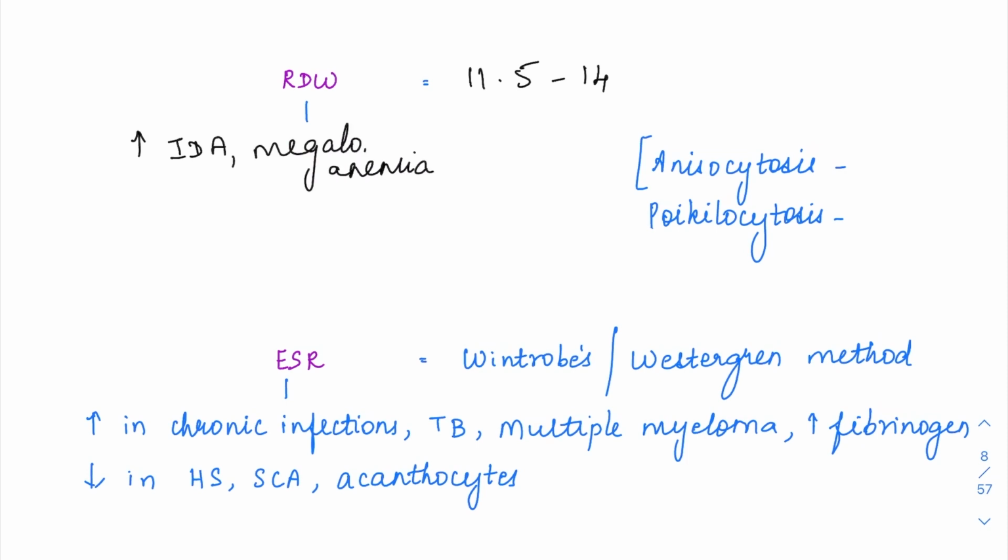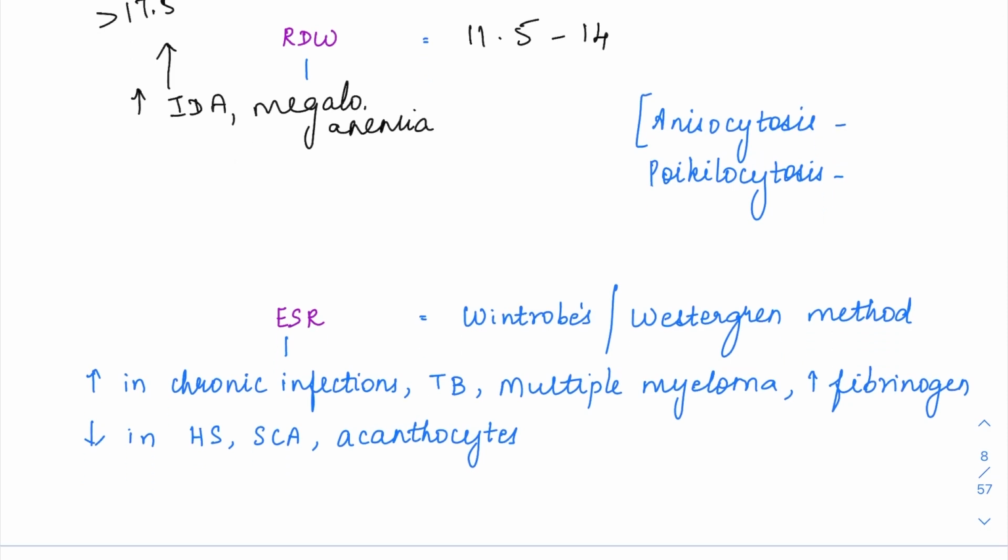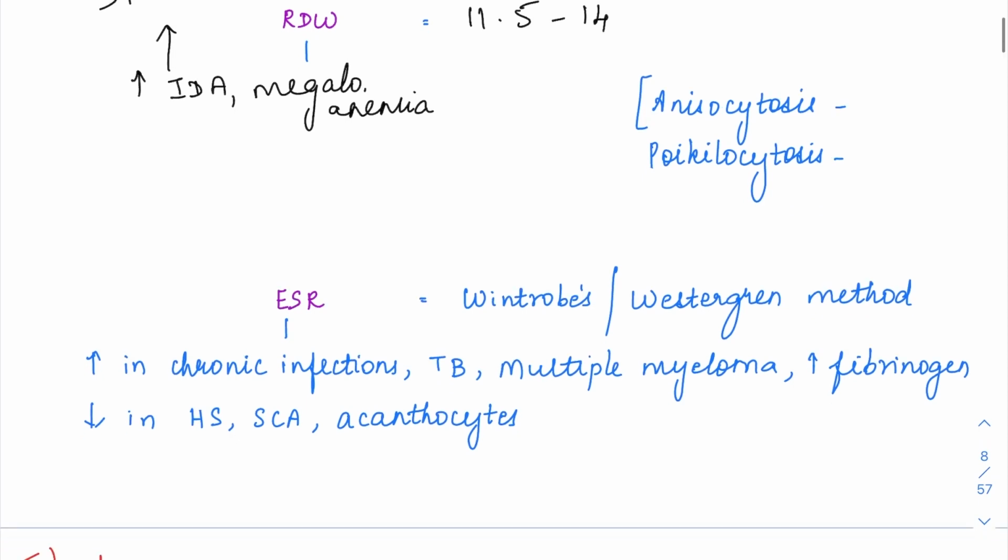In fact, in iron deficiency anemia, it is going to be quite elevated, that is more than 17.5. If the RDW is there, it is kind of diagnostic for IDA along with the other features. So more than 17.5, it will be there in iron deficiency anemia. But it is going to be normal in thalassemia. So thalassemia is going to be a differential diagnosis for IDA.